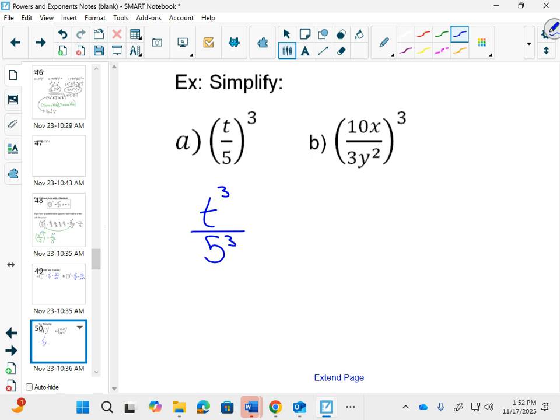There's a shortcut. And the top you can't do anything with, but the bottom you can make 125. And then here, this one has lots of things. This is a fun one. You would have the 10 three times, the x three times, the 3 three times, and the y would end up having 6 times.